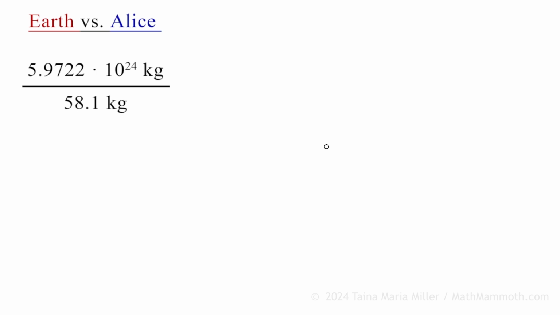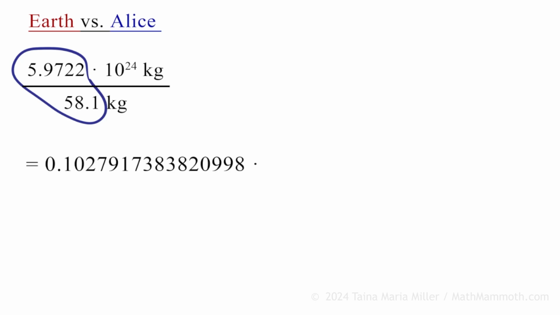Now, if we divide, we can put this portion here into the calculator, and we will get this. It's about 5.97 divided by 58.1, so it's close to 1/10 here. And then we have the kilograms, which will cancel out, and we're left with this 10 to the power of 24. The only thing that's left now is to write this in proper scientific notation, not as 0.1, but as a number that is between 1 and 10, and then to round the answer according to the rules of the significant digits. So let's do that.